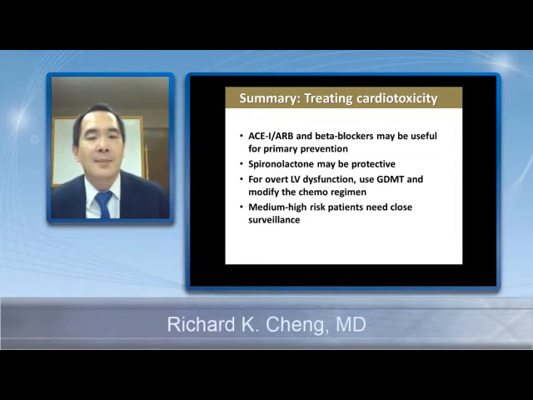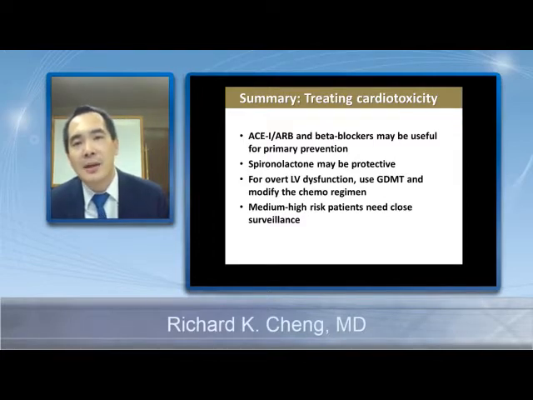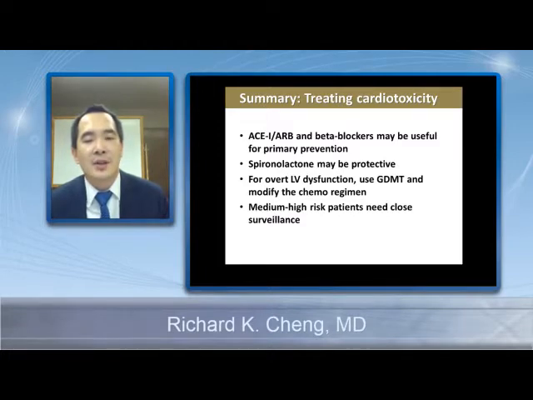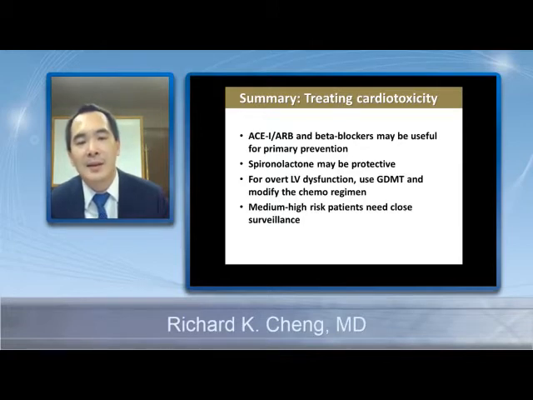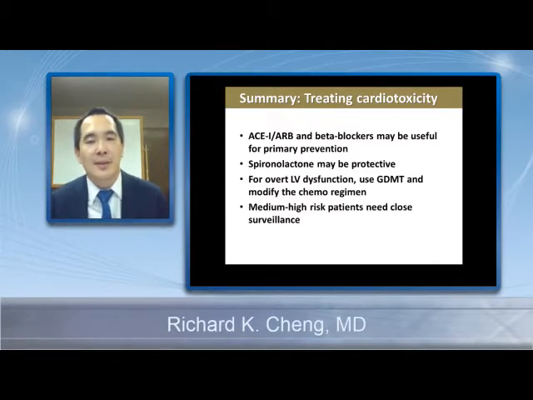So in summary, ACE inhibitors and ARBs, as well as beta blockers, may be useful for primary prevention. Spironolactone may also be protective for primary prevention, but this is based on a single study. For overt LV dysfunction, we recommend using guideline-directed medical therapies and talking to oncologists about modifying a chemotherapeutic regimen. For medium to high-risk patients, they need close surveillance even after treatment.